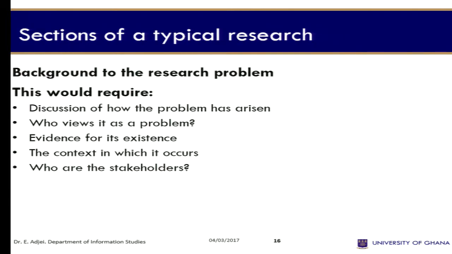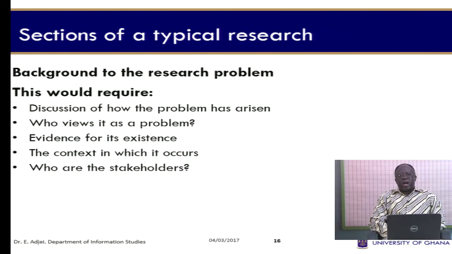Now, the background to the research problem. This would require discussion of how the problem has arisen, who views it as a problem, evidence of its existence, and then provide the context in which it occurs, and then who the stakeholders are. This will provide you with the background of your research problem.